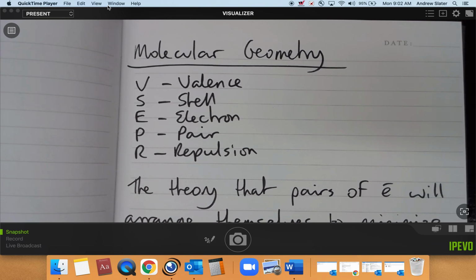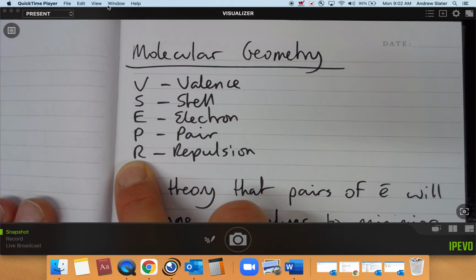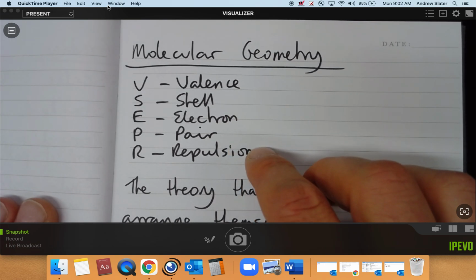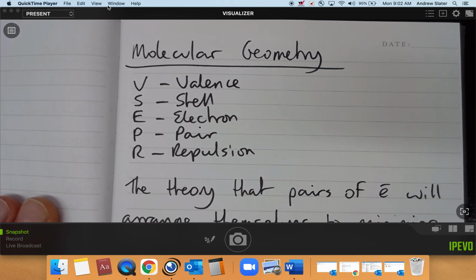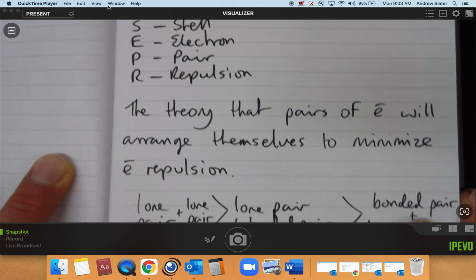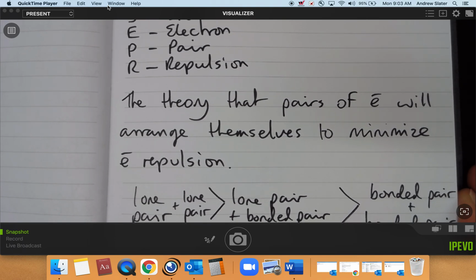Applying the idea that electrons have the same charge, so they will repel each other, and they'll find an arrangement that will minimize that. So that's the big idea. We're going to just talk about VSEPR theory. It's sometimes called VESPR, and that stands for valence shell electron pair repulsion. So it's the idea that you've got valence electrons pushing each other away. Not all of those repulsions are equal. So the theory tells us that pairs of electrons will arrange themselves to minimize electron repulsion.